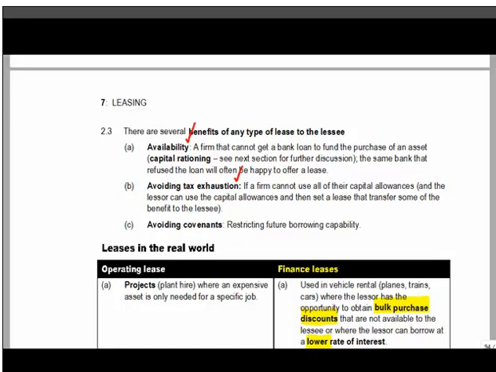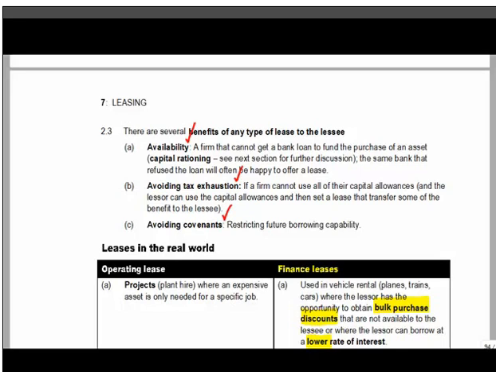And finally, loans in general attract covenants. If you take out a loan, you're going to have to promise perhaps not to pay dividends or to keep your gearing beneath a certain level. Those sorts of restrictions don't tend to apply to leases.